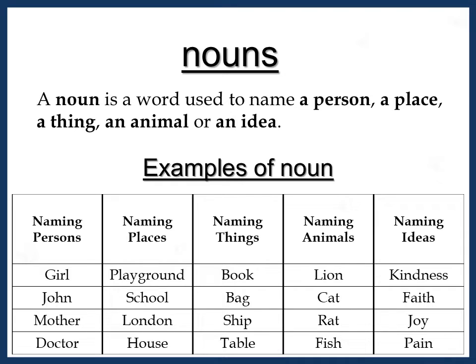Examples of nouns: naming persons: girl, John, mother, doctor. Naming places: playground, school, London, house. Naming things: book, bag, ship, table.